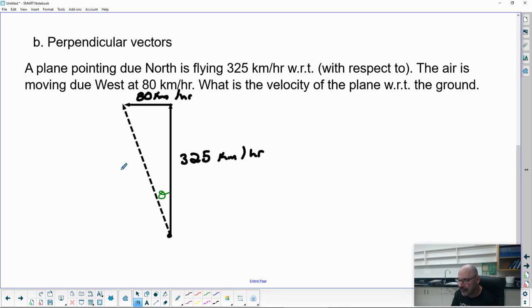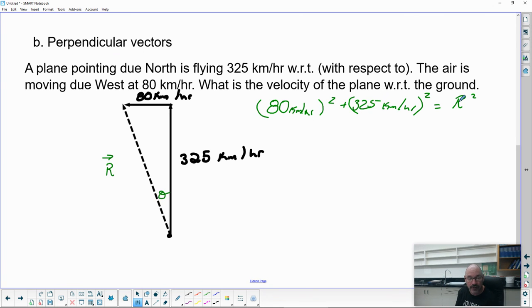How do you get this? Here, resultant vector, which we'll call r. Well, this squared plus this squared equals that squared. So we know from Pythagorean theorem that 80 kilometers per hour squared and 325 kilometers an hour squared is going to give us our r squared, or our resultant squared. Take your calculator out.